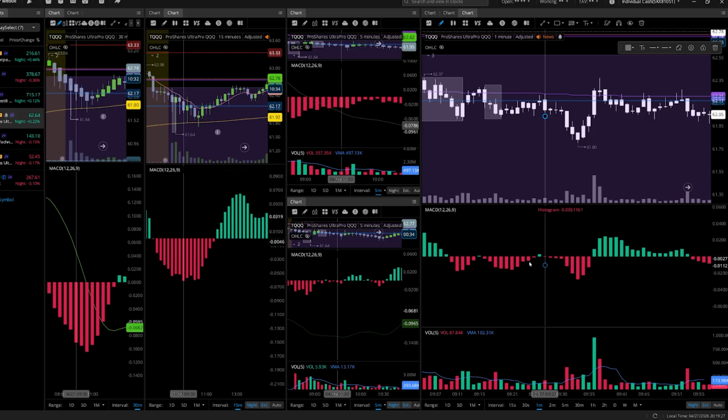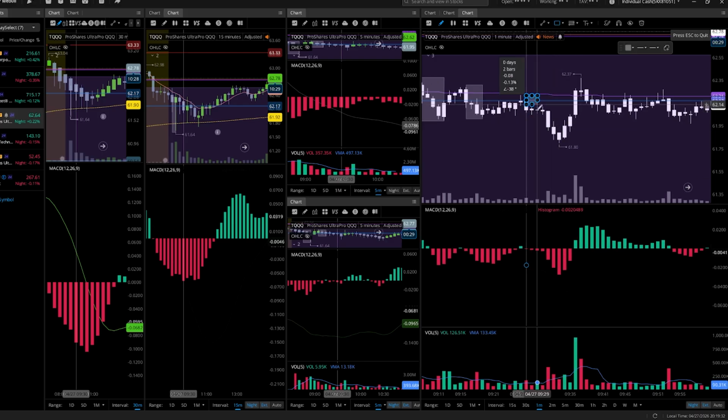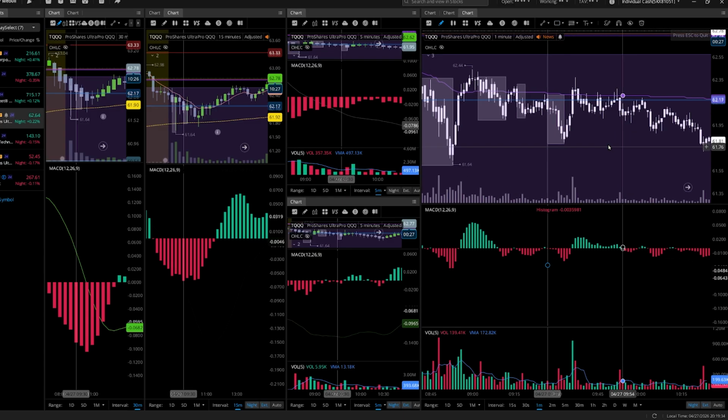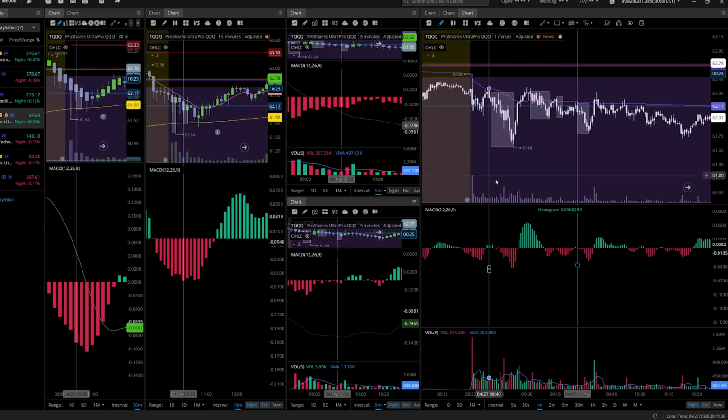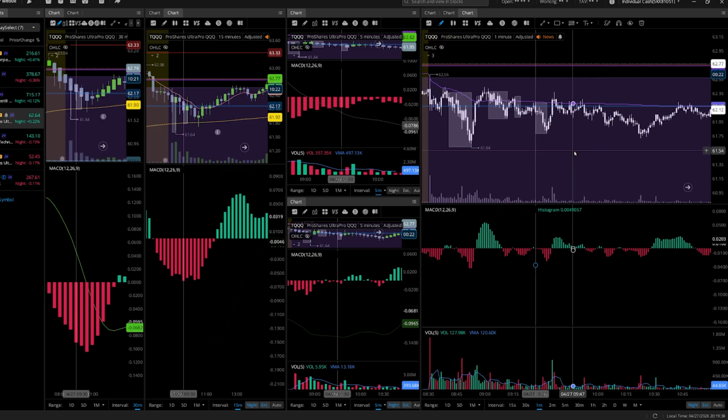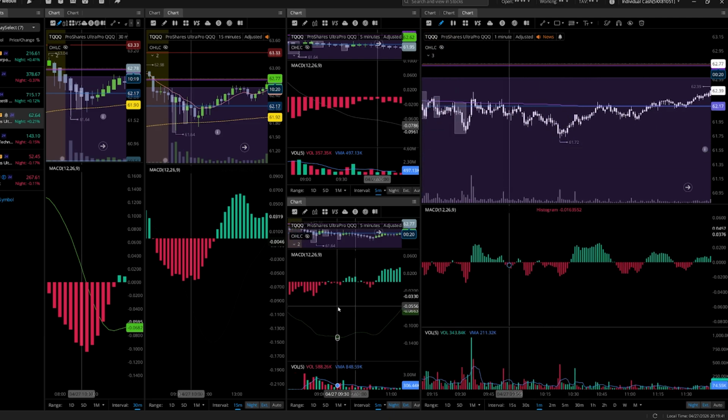Going up, look, up, up, up, up, up, tick down. The next solution was right here. So those were the first 4 solutions to the market today. That was in the first hour and a half.